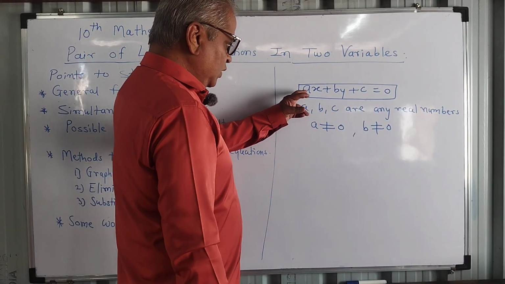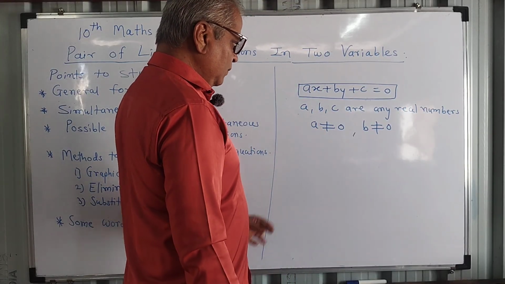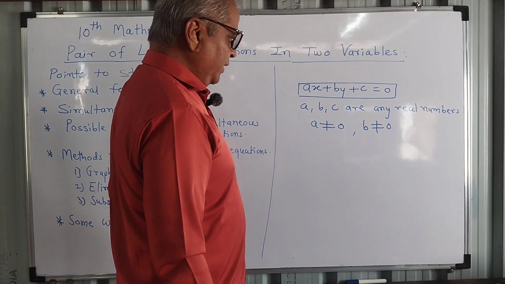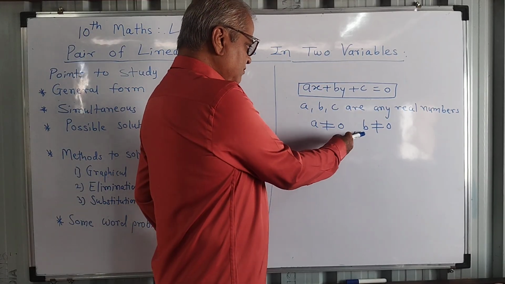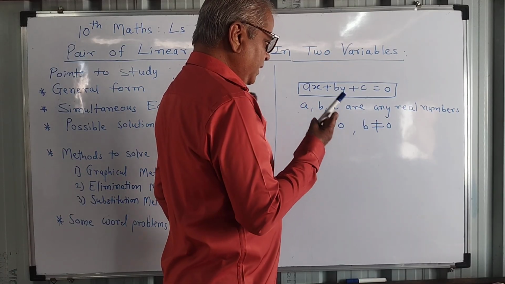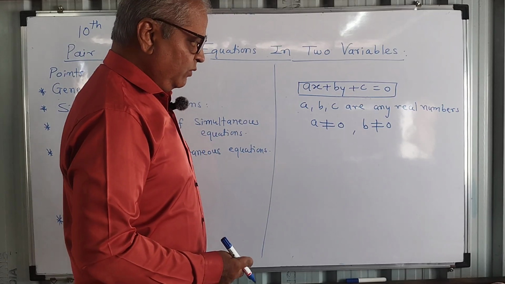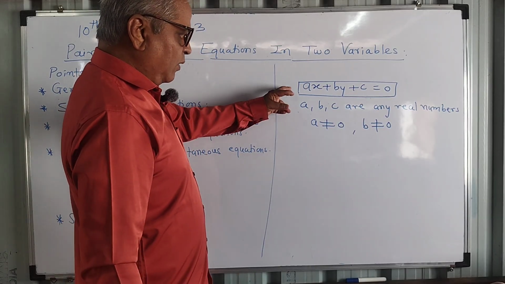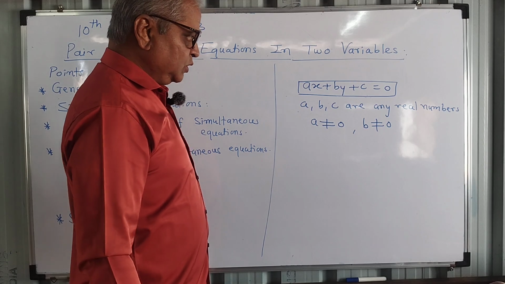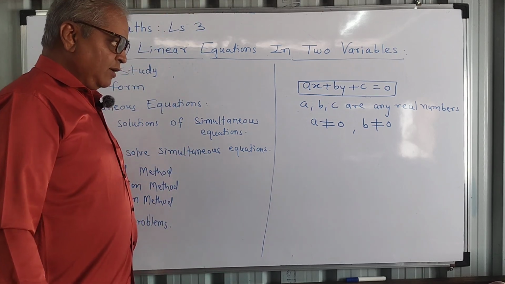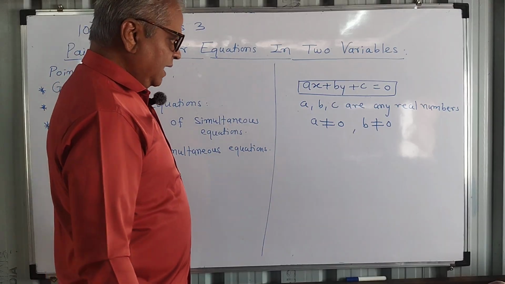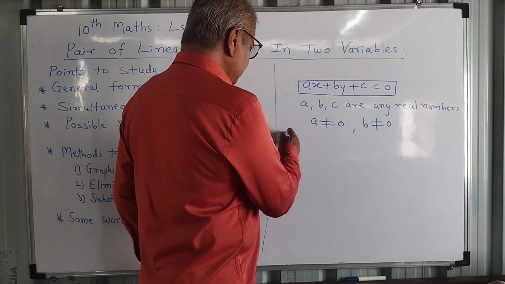If we take a as 0, then ax will become 0, then the equation will be in one variable only, so it will not be in two variables. If you take b equal to 0, then by becomes 0, again it will not be an equation in two variables. So this is the general form, ax plus by plus c is equal to 0, where a, b, c are any real numbers. We can write some examples.